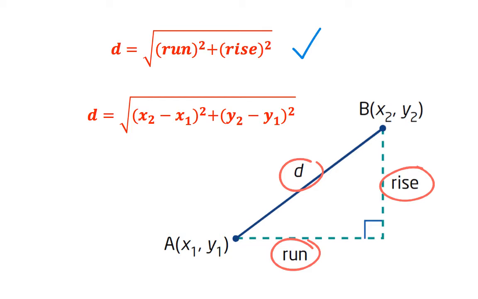However, there must be an alternative to using run and rise, as you'll not always be given a diagram to work with. And there is. You can use this equation instead, which uses the coordinates of the endpoints of the line segment. As you can see, the difference between the x-coordinates would give you the run, while the difference between the y-coordinates would give you the rise.